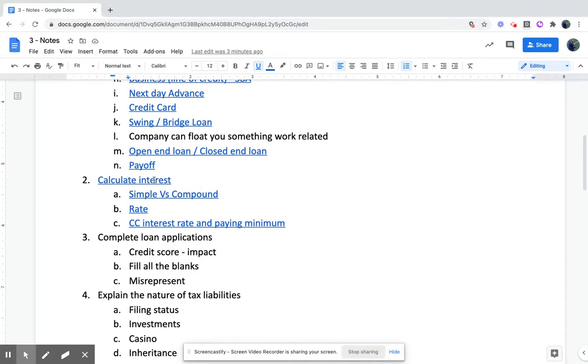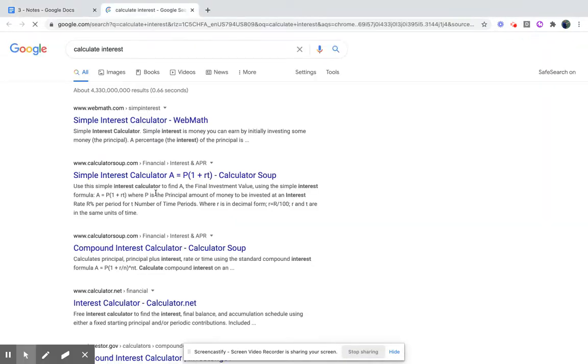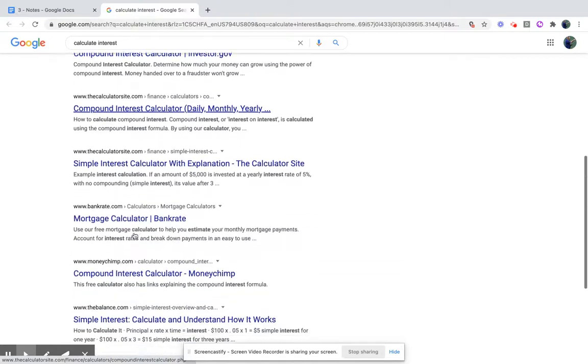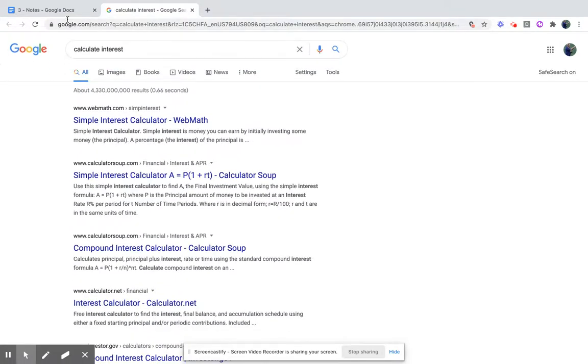Today we're going to talk about calculating interest. Again, back in the day when I was younger, you had to know how all this stuff worked. You had to know these formulas. Nowadays, you've got calculators upon calculators upon calculators that'll do all this stuff for you. So just kind of know how to find it, I guess, on Google.